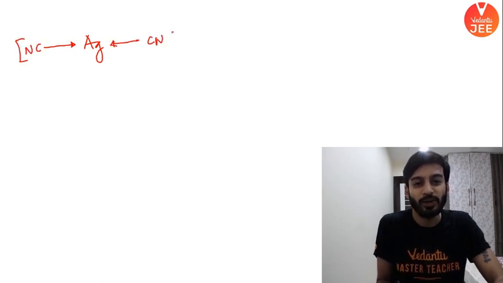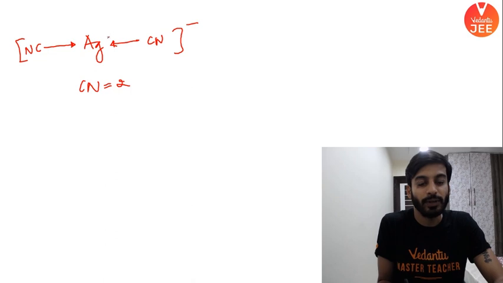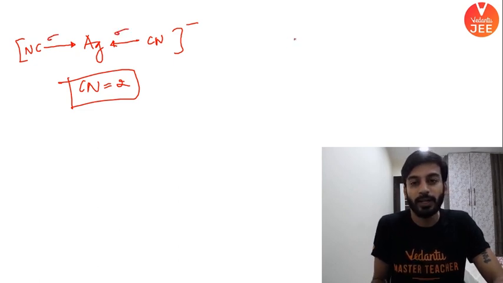CN- is also a ligand, right? Here coordination number would be how much? 2, right? So this one is this. How many, what is the number? 2, right? 2 sigma bonds are formed, right? So yeah. Similarly, you can also give me the answer for this one.